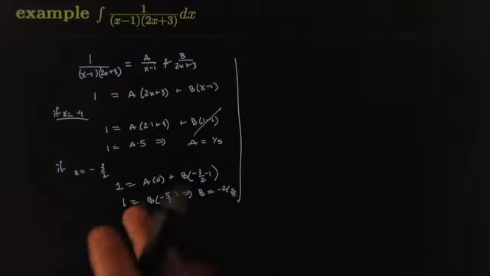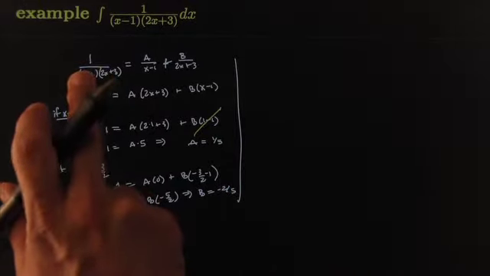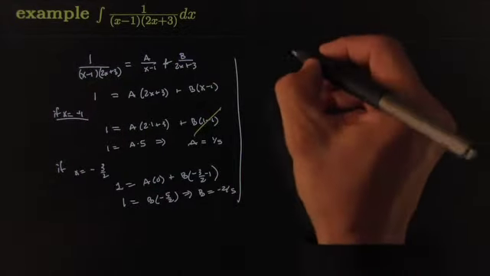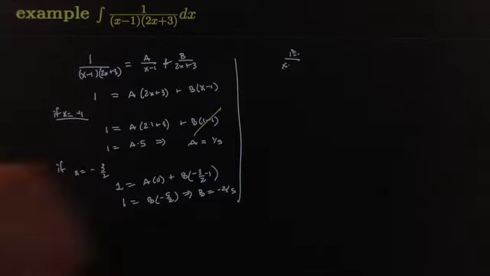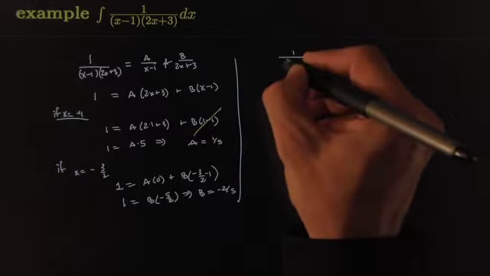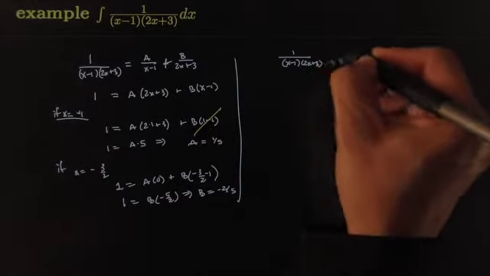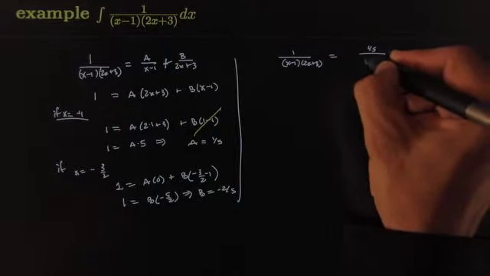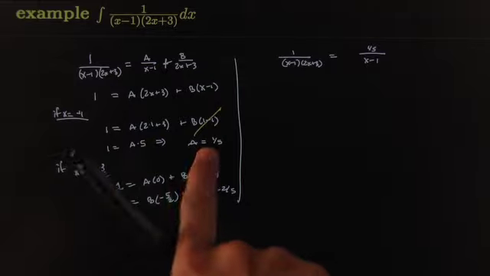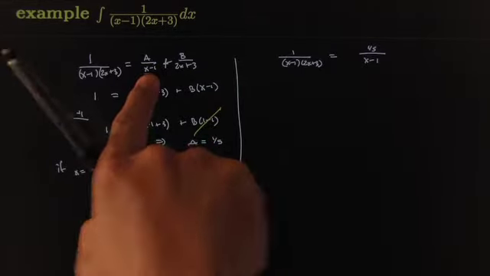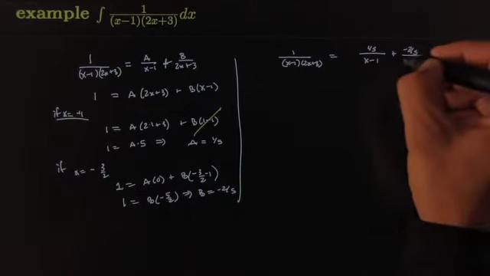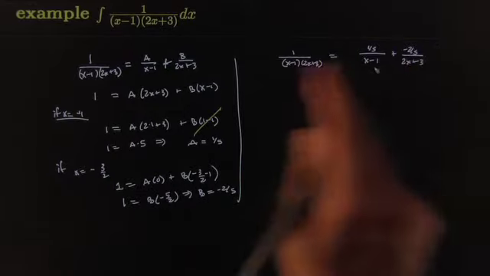So I've managed to take my fraction and do the partial fraction decomposition to where now I've written it as 1 over (x minus 1) times (2x plus 3) is equal to (1/5) over (x minus 1), that's the a part. I had found a to be 1/5, put it right there, plus b, which is negative 2/5, all over (2x plus 3). And now look at this.